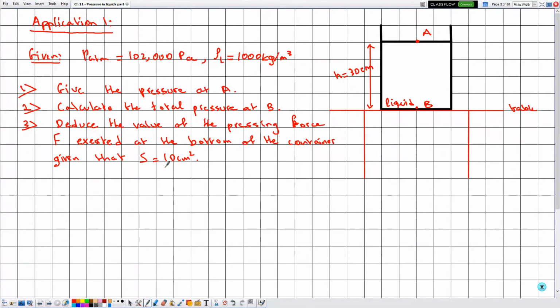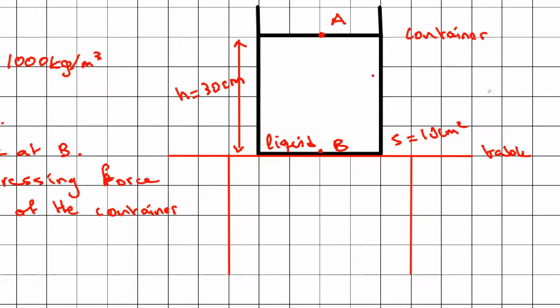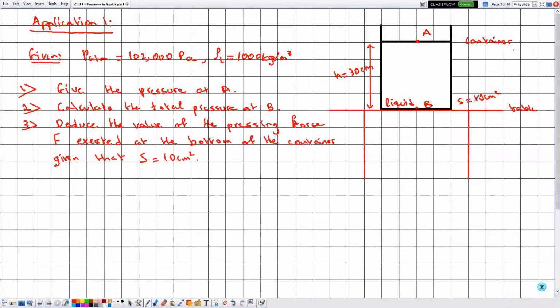So in this case, S represents the surface area, which is the contact area between the table and the container. This is the container, and we here have that S is equal to 10 centimeters square, because we know that the container is being placed on the table, so it is in contact with the table, and there will be a surface of contact, so we can measure its surface area. So in this case, the surface area is given by 10 centimeters square.